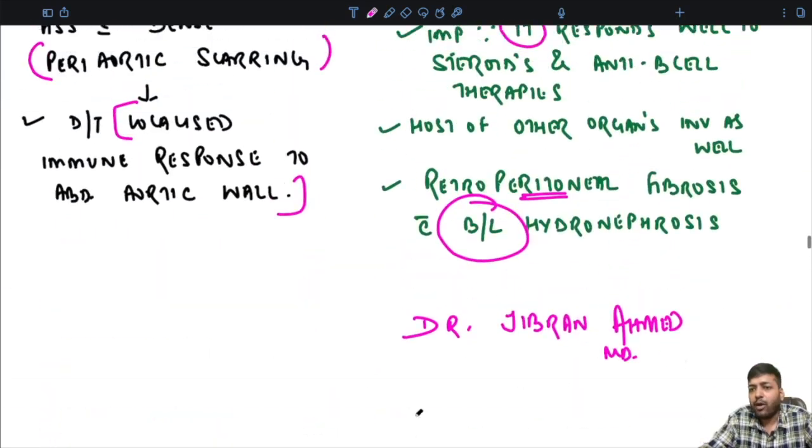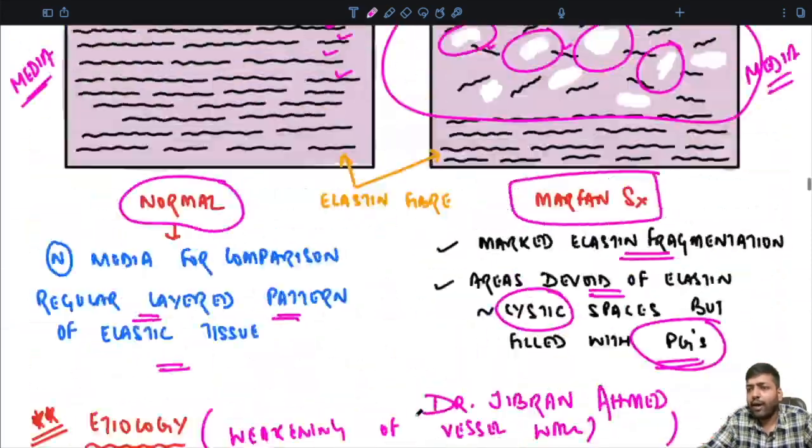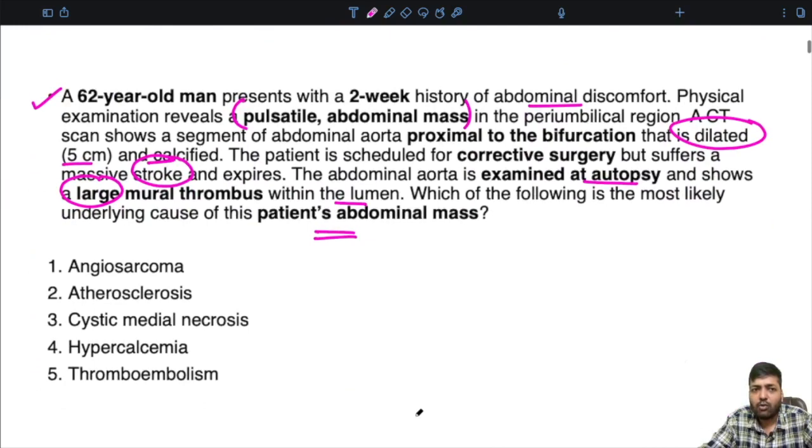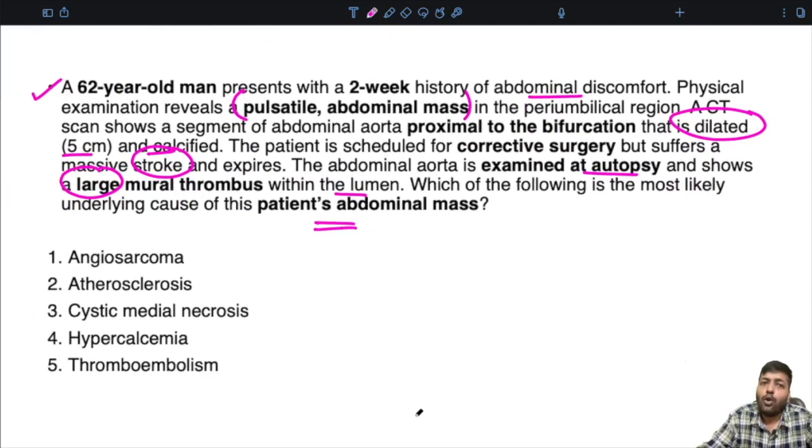Now, very importantly, I would like to go back to the first question that we had discussed. Let me just frame the question again. A 62-year-old man presents with a 2-week history of abdominal discomfort.